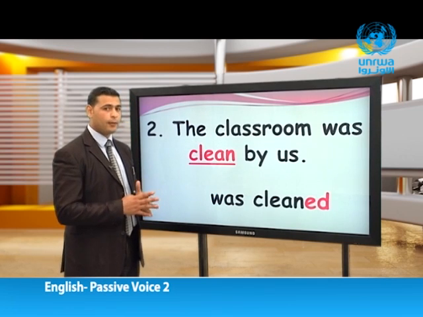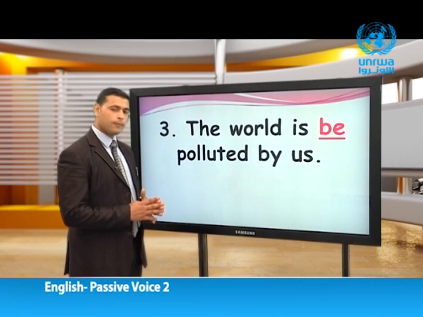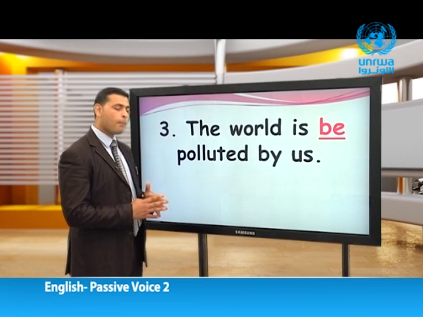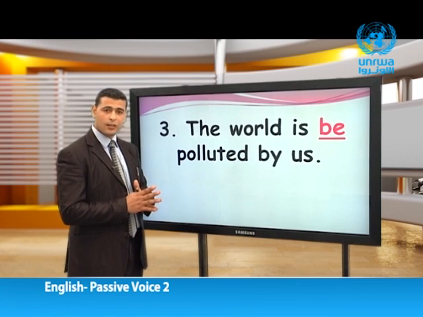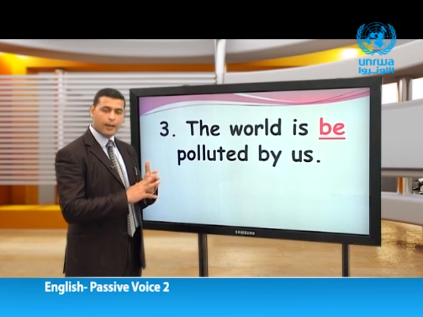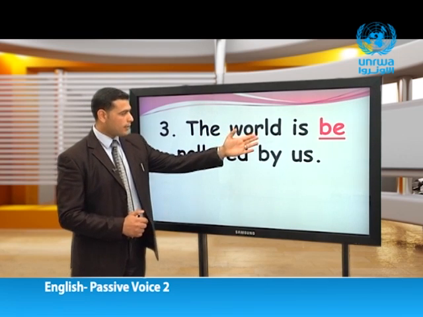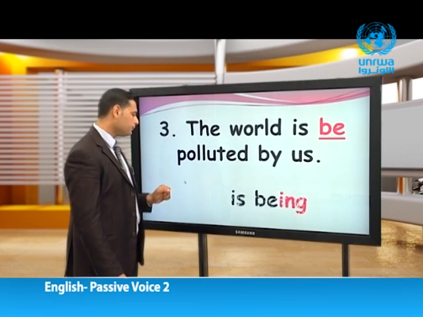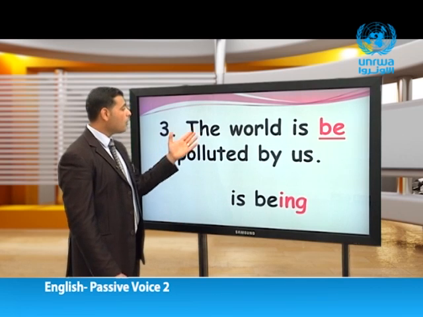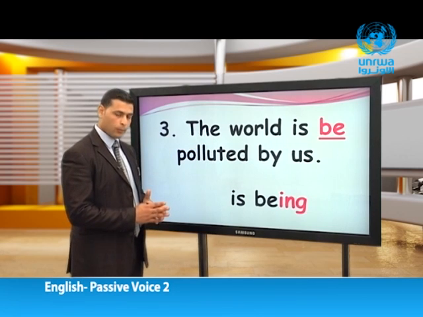Number 3. The world is be polluted by us. As we said before, dear students, in continuous tenses, we should use subject, helping verb, being, and the main verb in the past participle. Here, the world is be polluted by us. How can we correct this sentence? Is being. So, the world is being polluted by us.